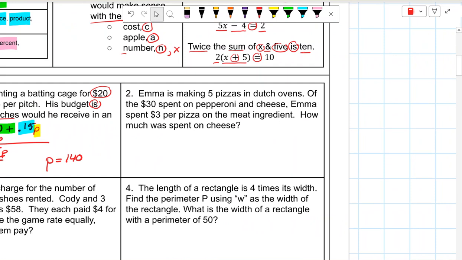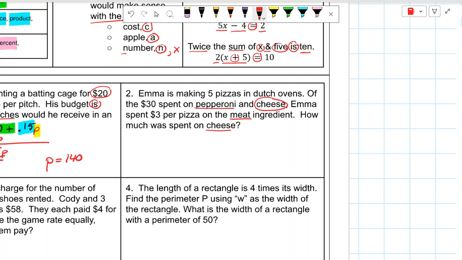Emma is making 5 pizzas in Dutch ovens. Of the $30 spent on pepperoni and cheese, Emma spent $3 per pizza on the meat ingredient. What is the meat ingredient? It's the pepperoni. How much was spent on the cheese? So we want to know what cheese is. So a great variable for cheese is C.